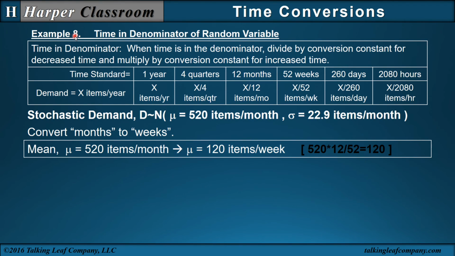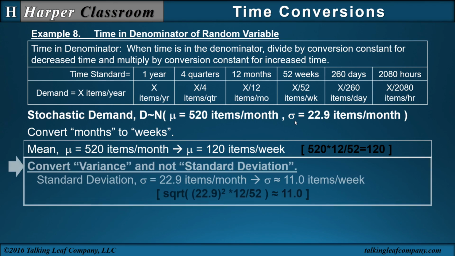Example 8. To convert the normally distributed random variable with a mean of 520 items per month and a standard deviation of 22.9 items per month, to convert the months to weeks. Well, for the mean, converting months to weeks, I recommend converting from months to years by multiplying by 12, and then years back down to weeks by dividing by 52.